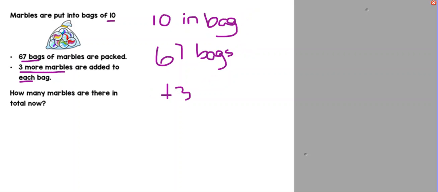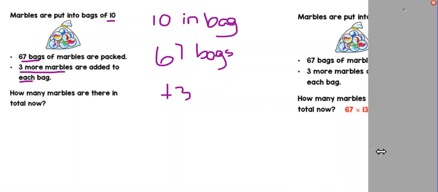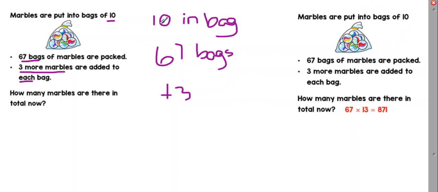Pause the video now and see if you can work out that calculation. Okay, let's have a look then. You need to do 10 plus 3 first of all, so there's 3 more in each bag, which is 13. Once you've done that, you would then multiply that 13 by 67 because you've got 67 bags. So in total, you would have 871 marbles. Well done if you got that correct. Let's move on.